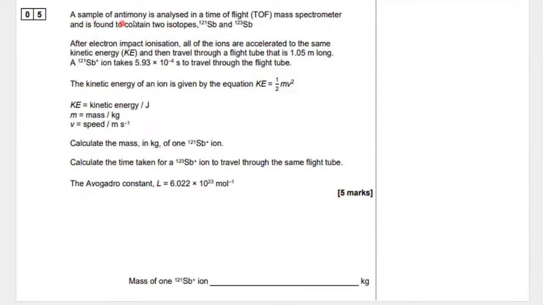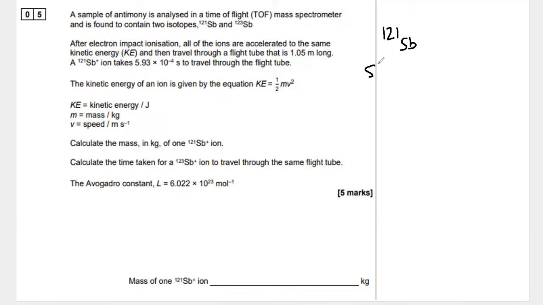Okay, question 5. A sample of antimony is analyzed on a time-of-flight mass spectrometer and is found to contain two isotopes, 121 Sb and 123 Sb. Okay, so just for visual purposes, we have two isotopes.